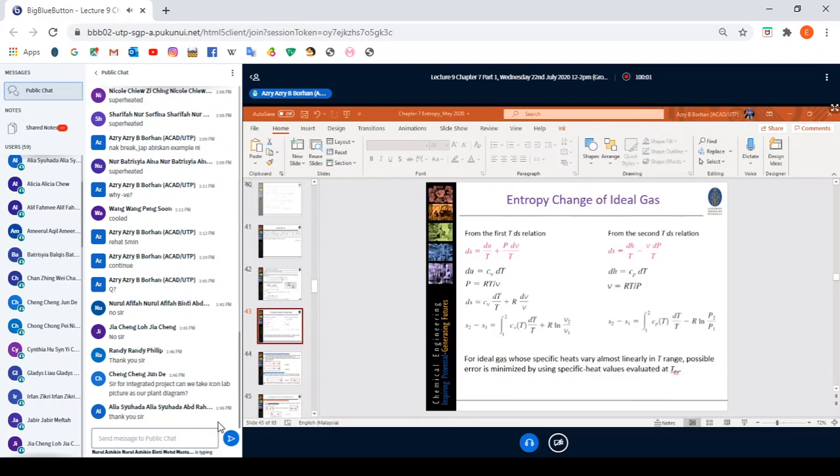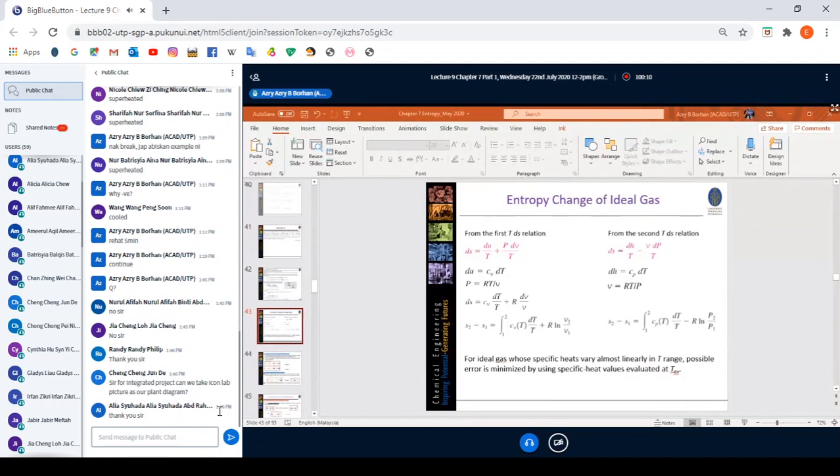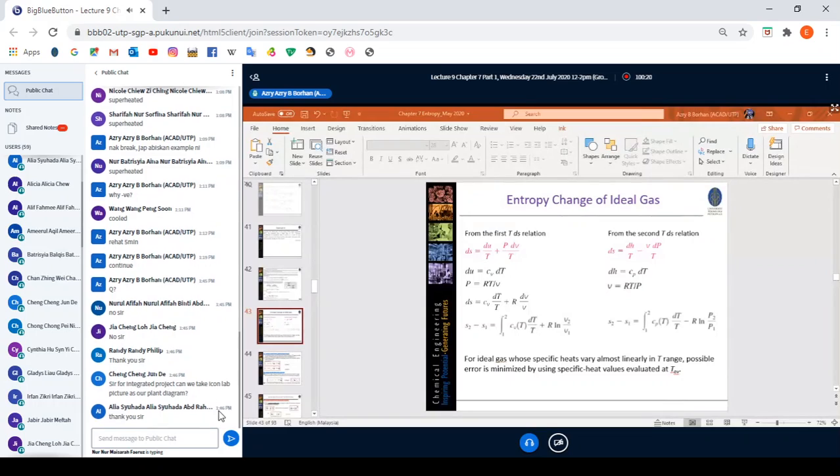Yes, you have a question? So for the integrated project, can we take the iCON lab picture as our plant diagram? Okay, you may do so, but make sure you have complete sketches and also a complete list of equipment and devices that you claim that you use inside the modeling to produce your result.